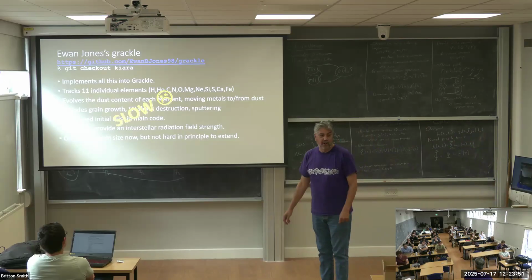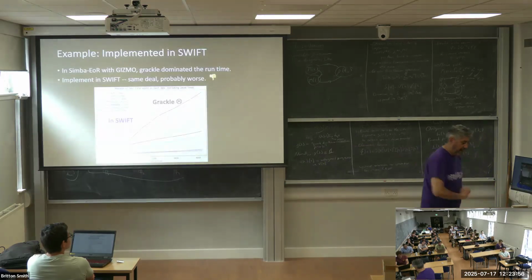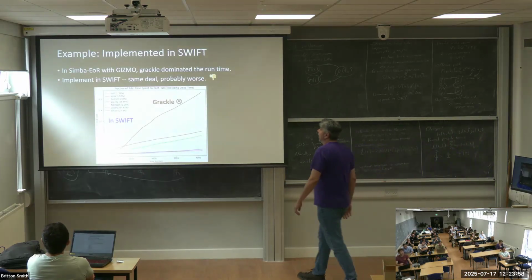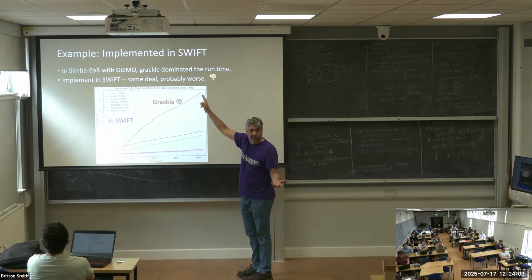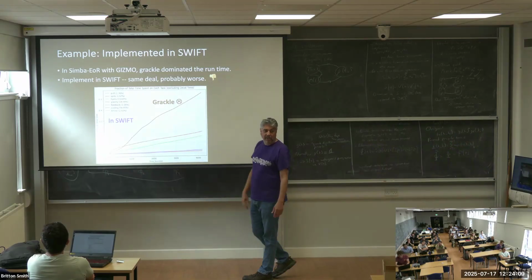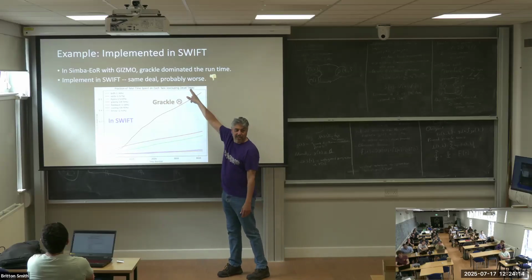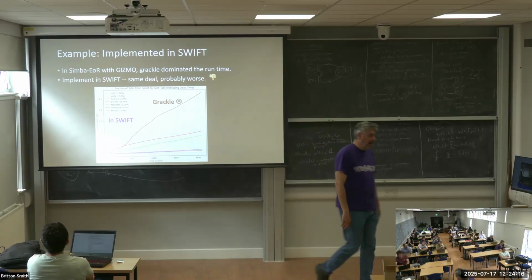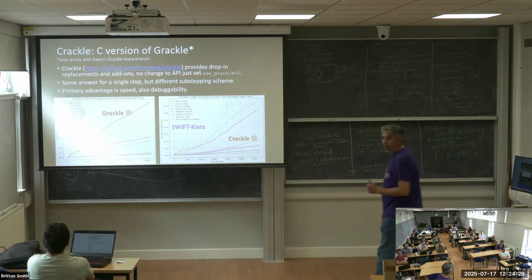This is the big problem. We put all this into the code, and it ground to a halt. Just to illustrate this, we put it into Swift. Ewan tried it in Gizmo, in the Simba Gizmo code. The Grackle kind of dominated the runtime. And with Swift, it's almost even worse. This is just the cumulative time for the simulation, and that's Grackle's time. So that's not good. So I was on sabbatical in Stellenbosch for about 5 months, and in between visiting wineries, which was the main purpose, I rewrote all of Grackle into C.